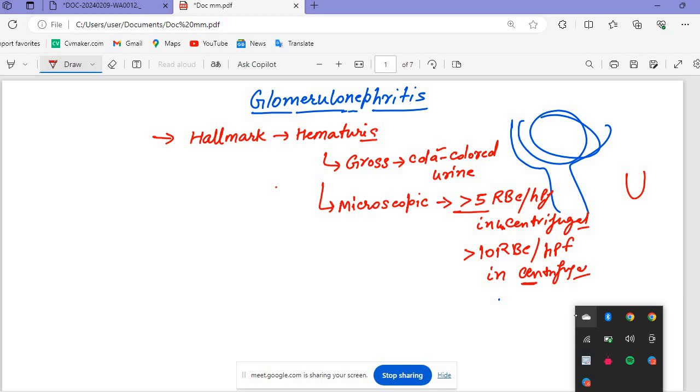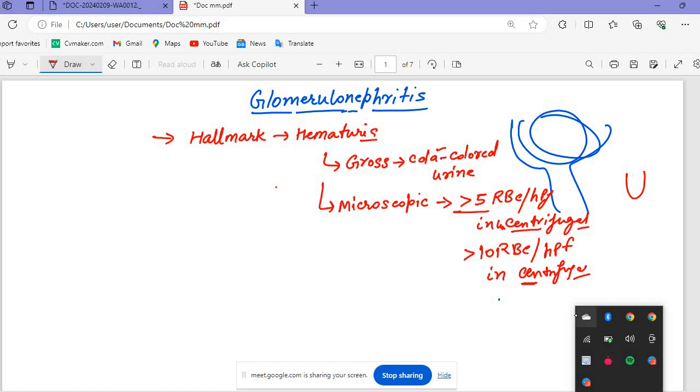So first study, then gross: cola colored urine. Microscopically there are more than 5 RBC per high power field in uncentrifuged manner, and more than 10 RBC per high power field in the centrifuged manner. That is glomerulonephritis.